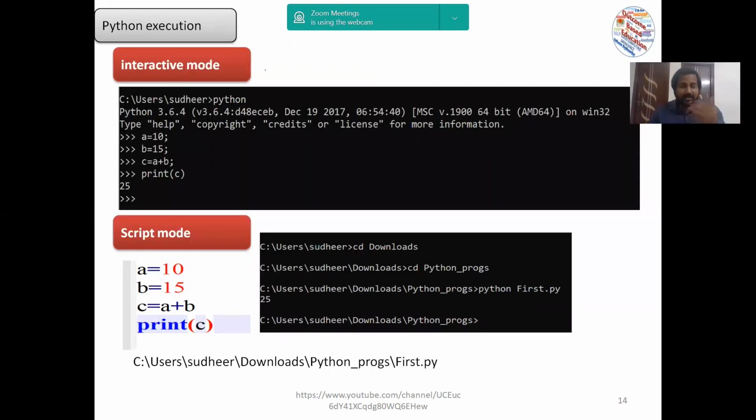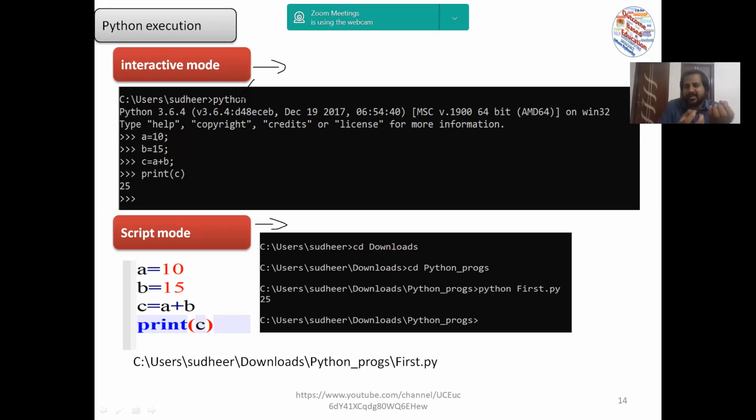Next, Python execution is very easy. There are two types of executions. One is interactive mode, another one is scripting mode. Interactive mode is when you enter the Python command, you are using the Python command prompt. There you can directly write code line by line. So A is equal to 10. That means 10 is going to be assigned to a variable A. Okay, 10 is the value and A is the variable holding the value, and this 10 is going to be assigned to the variable A.